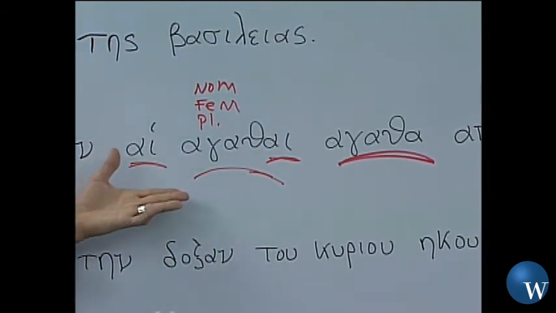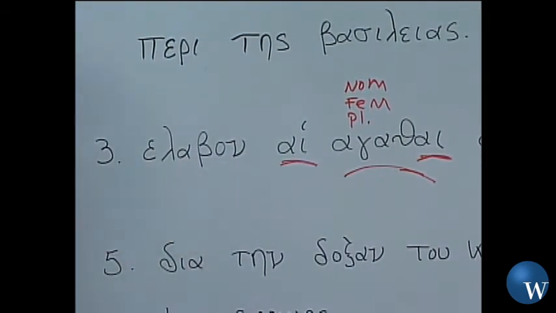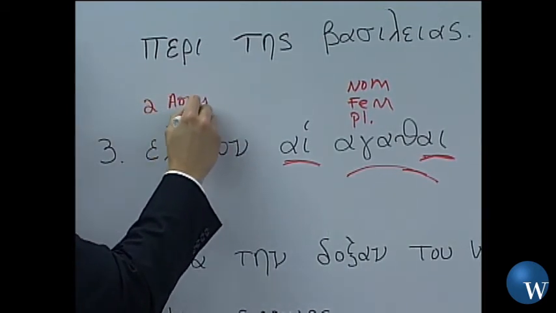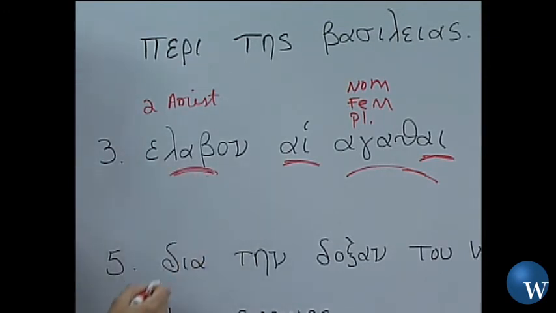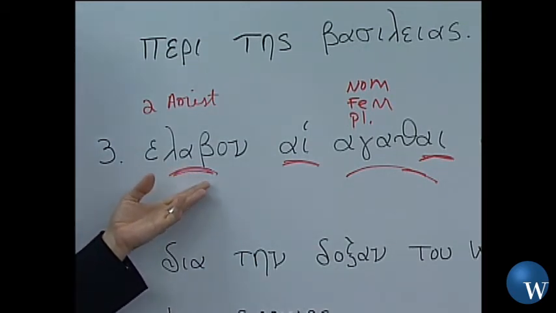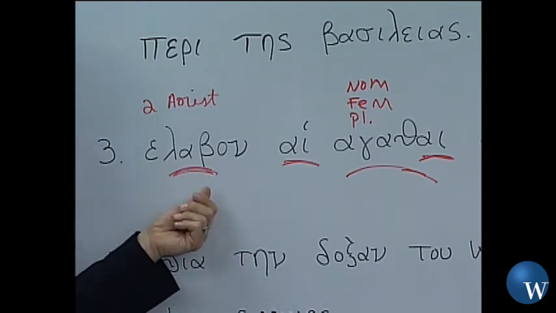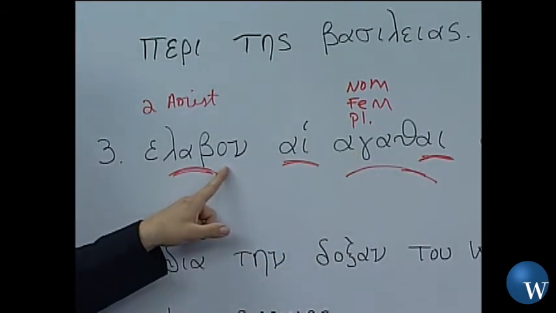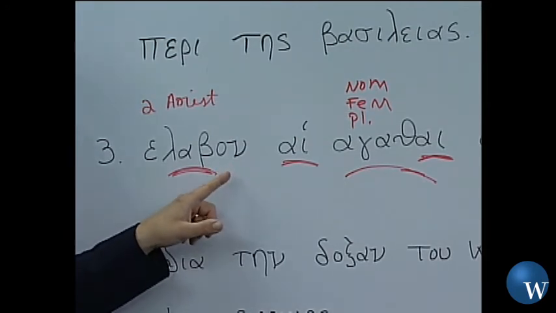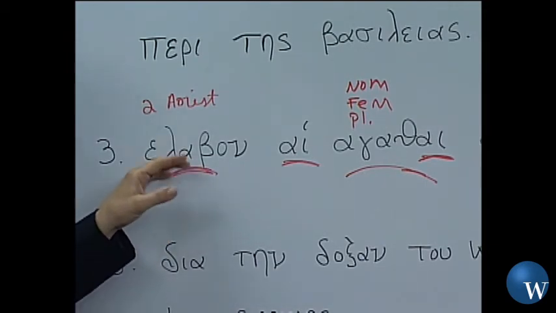Now, what are the good women doing? Well, the good women received something. Here is a second aorist. Now, how do I know that? Because this is from the stem lambano. And it might have been hard to recognize that if you hadn't memorized your vocabulary words. Remember, elaban means I took or I received. But here, since we have a plural subject, this has got to be a plural. So it's on, es, e, omen, ete, on. It's third person plural, and it is a second aorist.